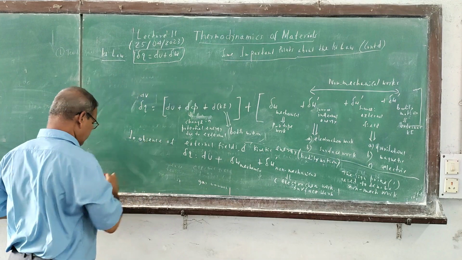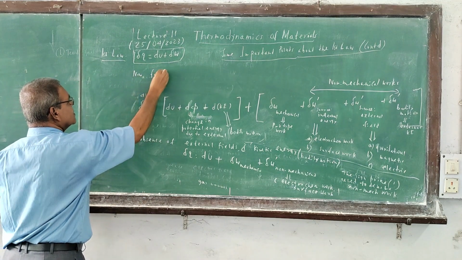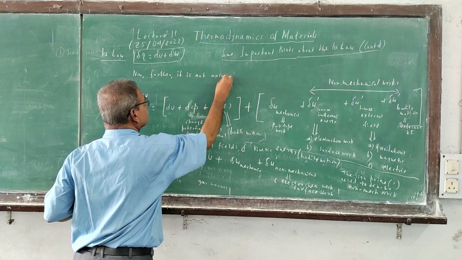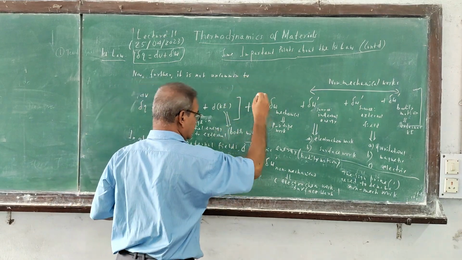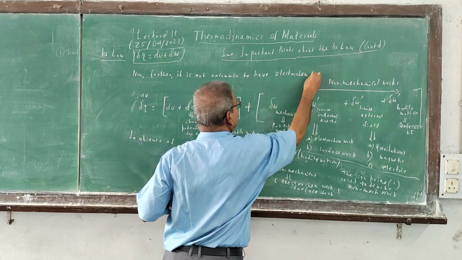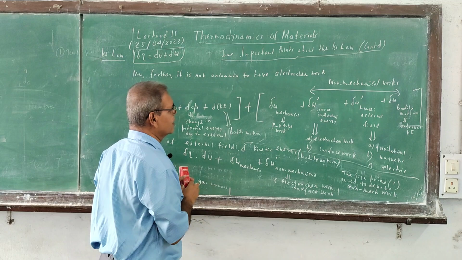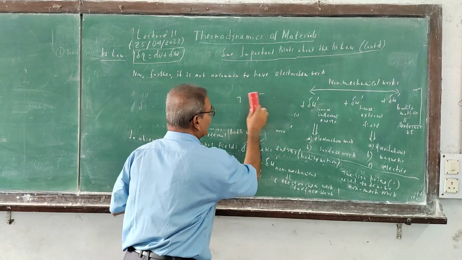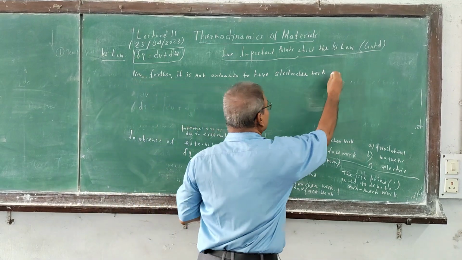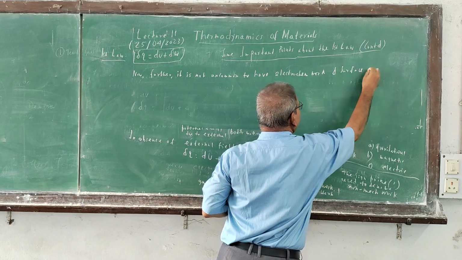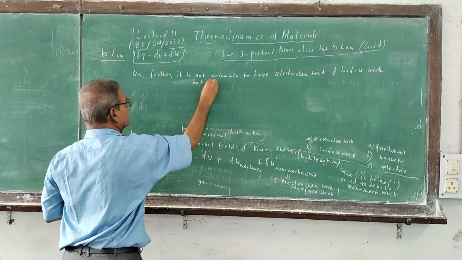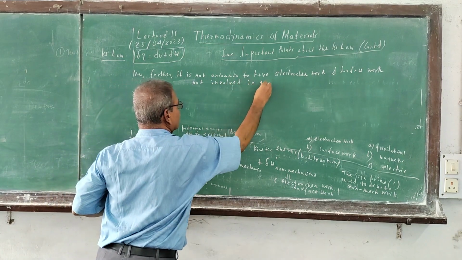Now I write something further. It is not uncommon to have electrochemical work. I think I have already reduced this line, so I can remove it. This line was already discussed and has been reduced to this stage. I am removing this. So it is not uncommon to have electrochemical work and surface work absent, not involved, in the system that we are studying.